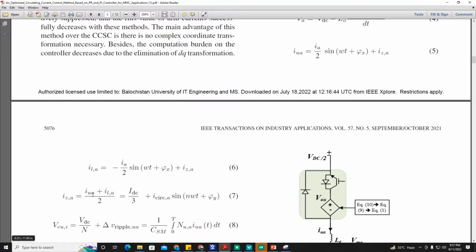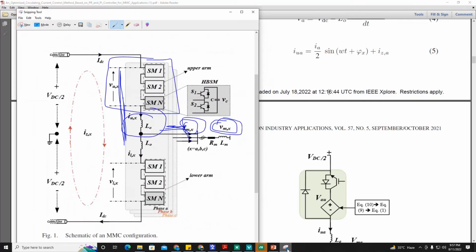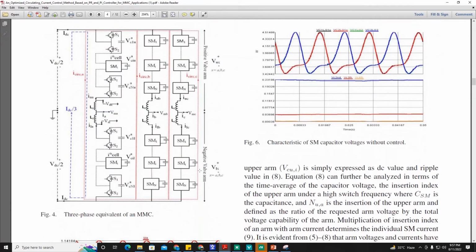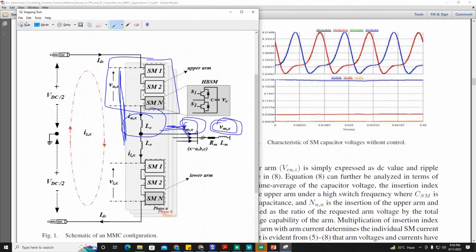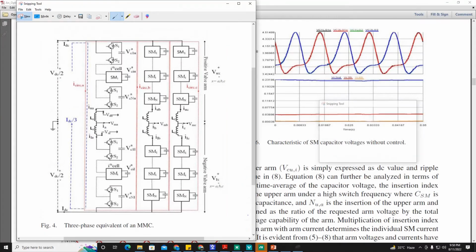Now what is the differential current? The differential current is basically the summation of both currents, the upper arm current plus the lower arm current, divided by 2. Or in other words, you can say the differential current consists of 2 components. One is the DC component. Let me explain this from here because it will be easier.